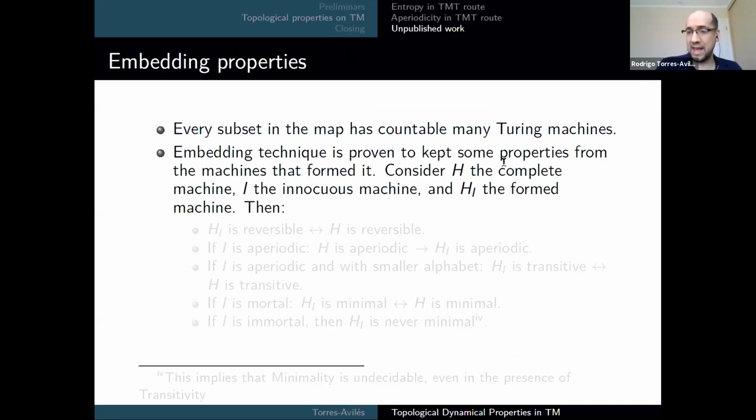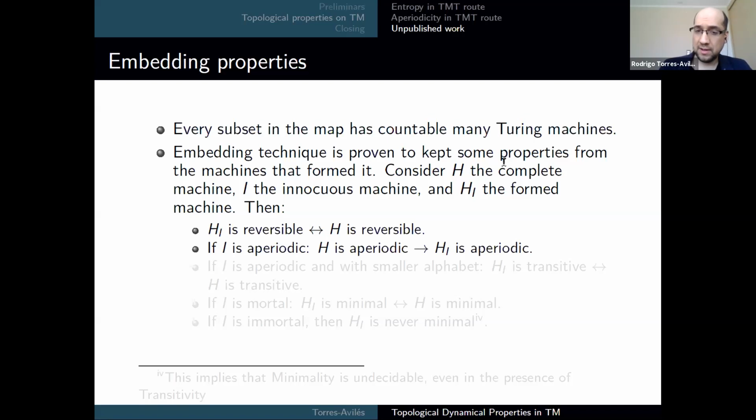If we consider H the host machine, I the innocuous machine, and H sub I the formed new machine, then reversibility is kept from H to HI and vice versa. If machine I is aperiodic, both weakly or strongly, the aperiodicity is kept from H to HI.